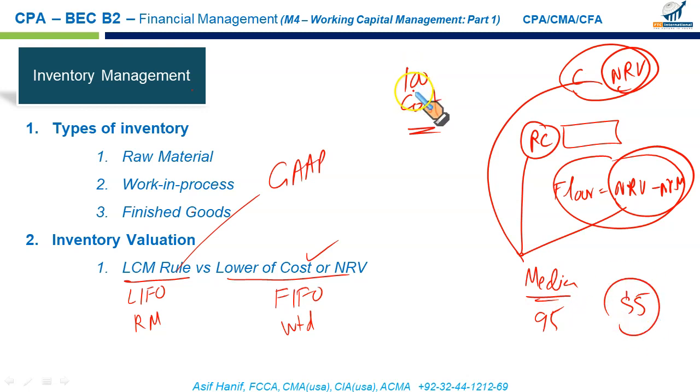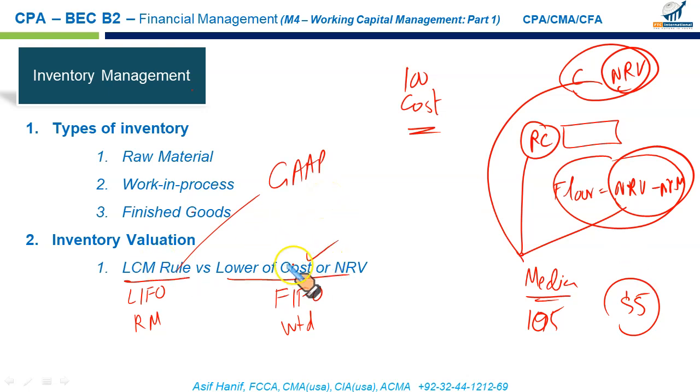Whereas if your cost is 100 and the middle of these three happens to be 105, then there is no impairment. Remember, under the US GAAP, impairment loss once charged to income statement cannot be reversed subsequently. So that's the LCM rule. I will explain with the help of an example in the next slide.